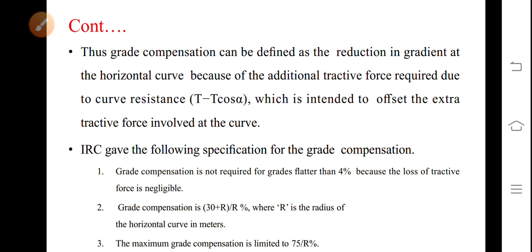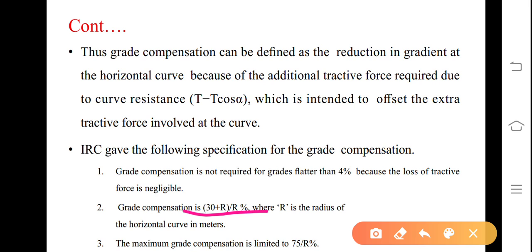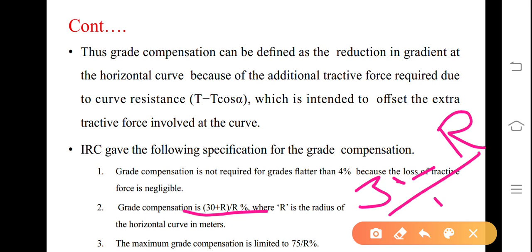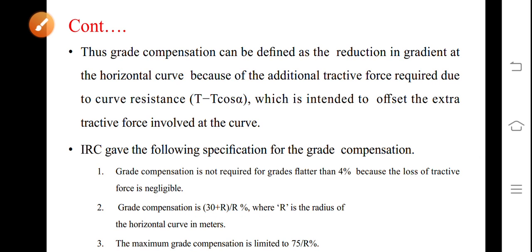(30 minus R) divided by R %. Value of R is the radius of the horizontal curve in meters. The maximum grade compensation is limited to 75 divided by R. This is (30 minus R) divided by R, where R is the radius of the circular curve. Similarly, another condition is the maximum grade compensation is limited to 75 by R.